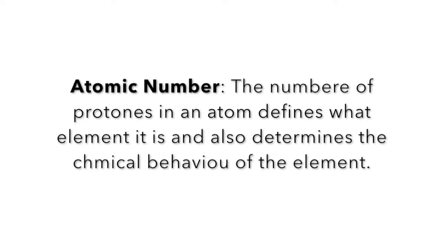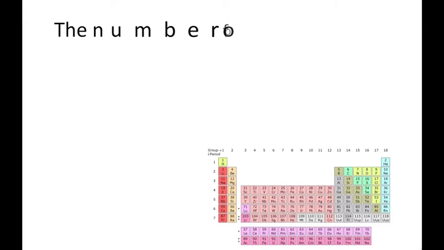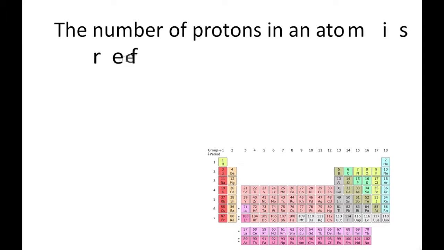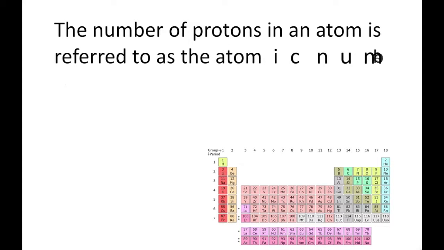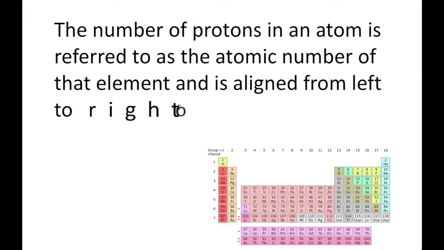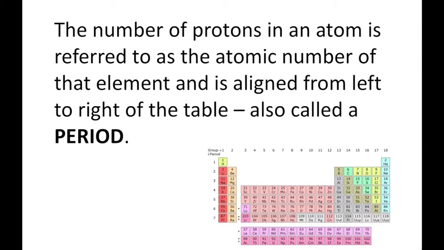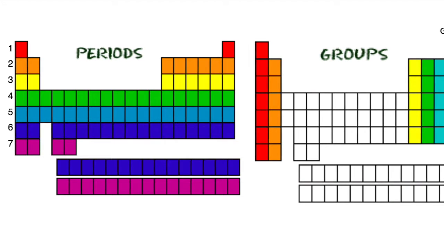In the periodic table, the atomic number, which is the number of protons in an atom, defines what element it is, and also determines the chemical behavior of the element. For example, hydrogen has 1 proton, helium has 2, and lithium has 3. The number of protons in an atom is referred to as the atomic number of the element, and it increases along the line from left to right of the table, also called a period. This explains why in group 7, the fluorine atom has 9 protons, as there are 8 different elements before it.